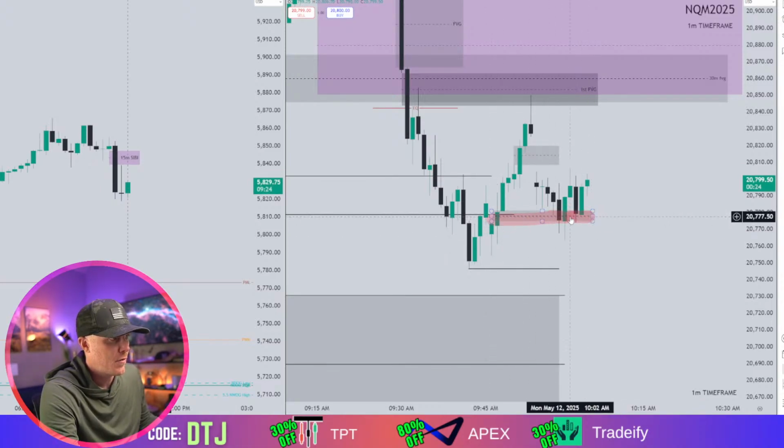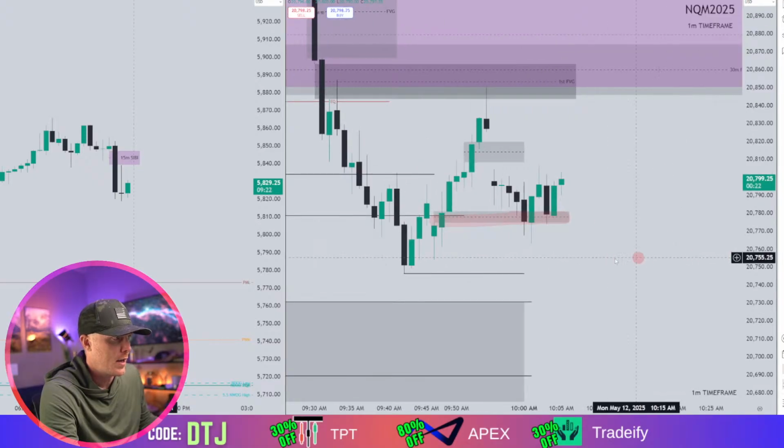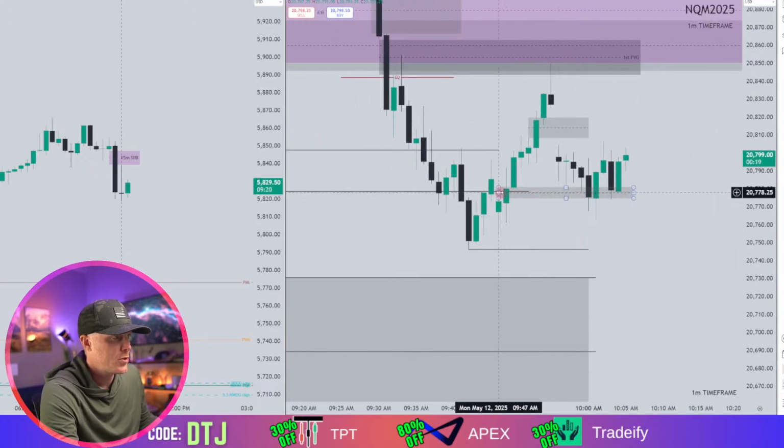Why did I pick this fair value gap? Who can tell me why I picked that fair value gap? Why did I say this was our short? If we go below it, we could run down to these levels. Who can tell me why I picked that one?